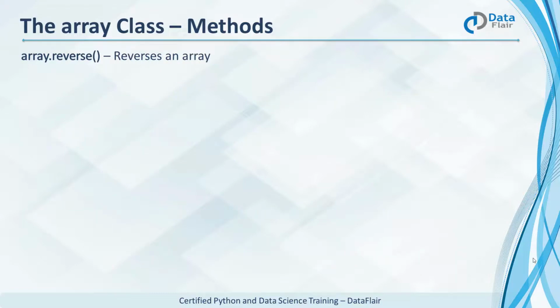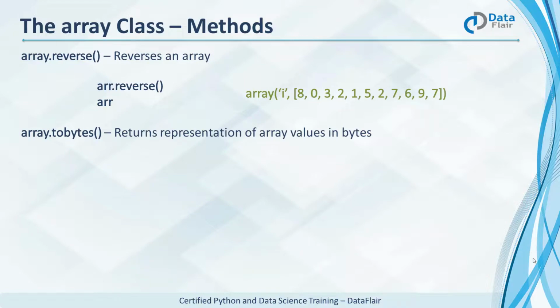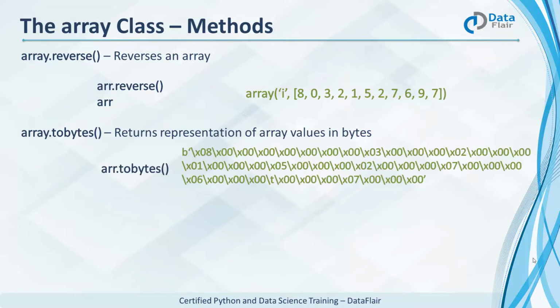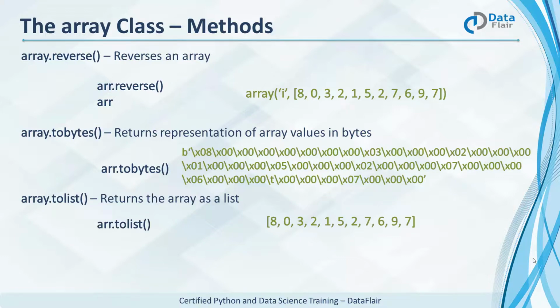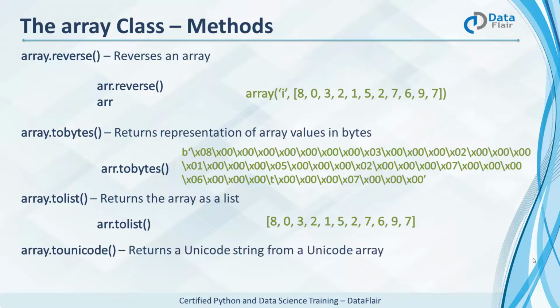The reverse method reverses an array. tobytes represents an array in bytes. tolist creates a list from the array. And tounicode returns the Unicode string for a Unicode array.